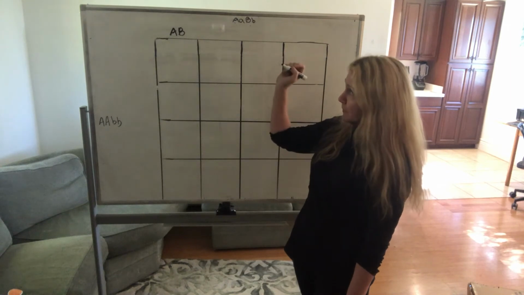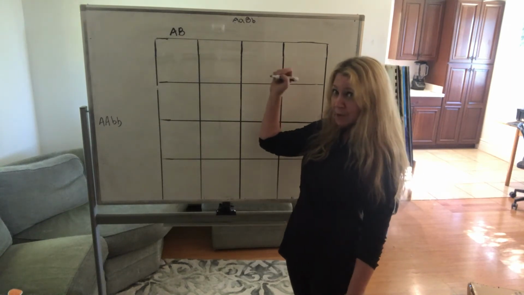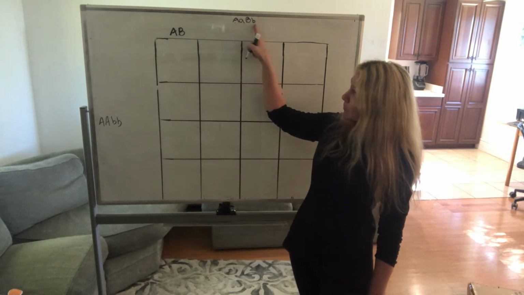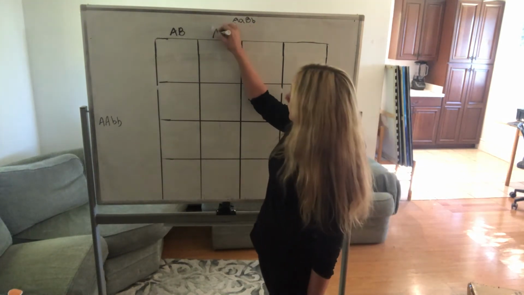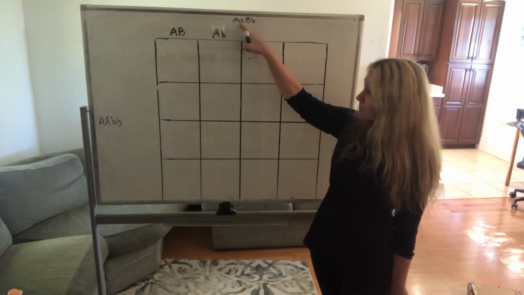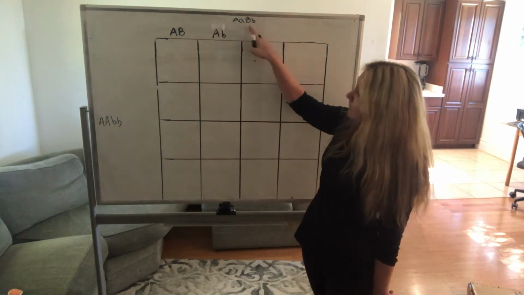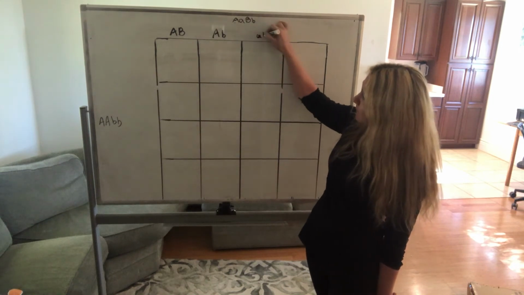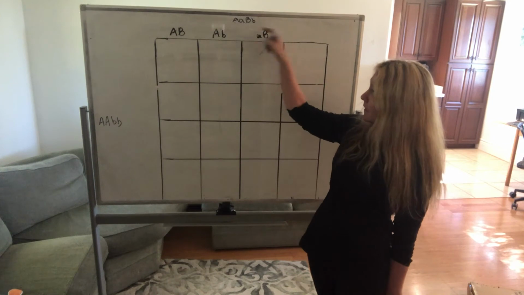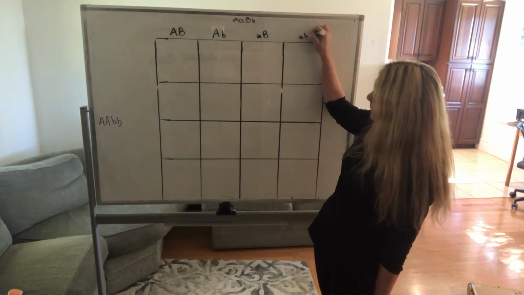Okay, outer. Remember FOIL: first, outer, inner, last. So outer A is big A, outer B is little b. Big A, little b. Inner: inner A is little a, inner B is big B. And then last is the last A and the last B, which is little a, little b.